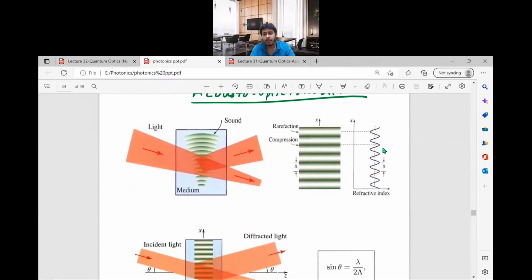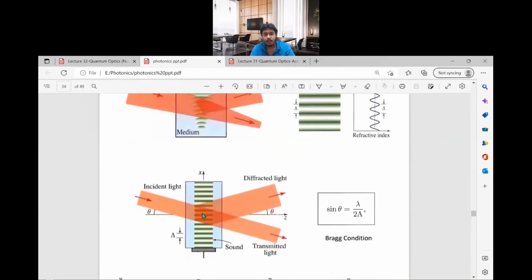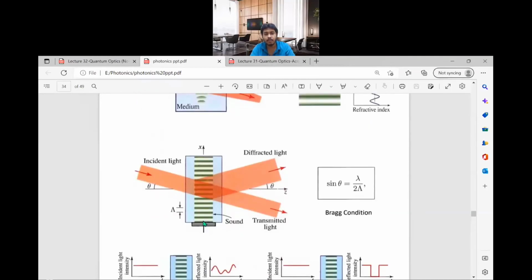So you will get a very varied refractive index profile in this medium. Now when the light is transmitted through this medium, and you have sounders, basically acoustic waves, that can generate stress in this medium. That stress can change the refractive index, so you get a periodic refractive index structure.